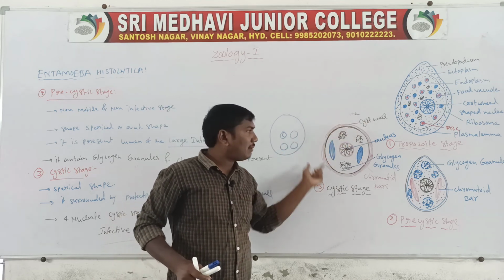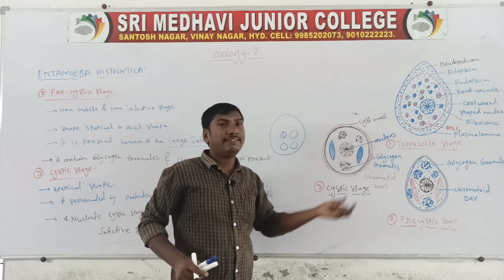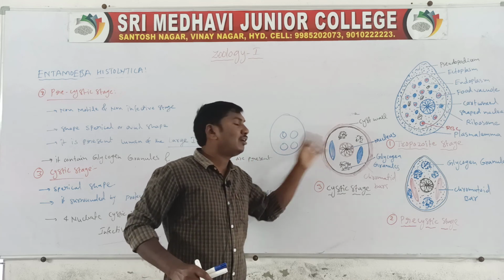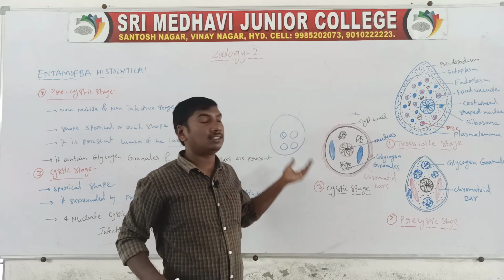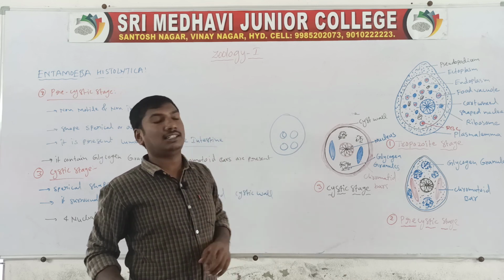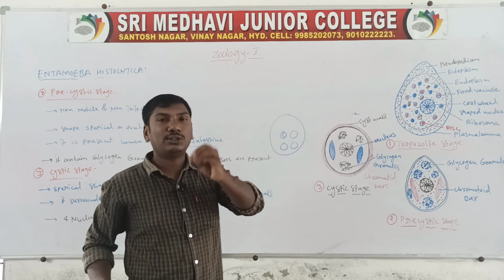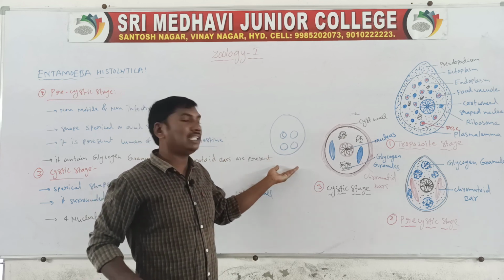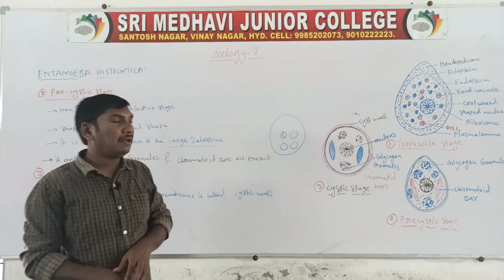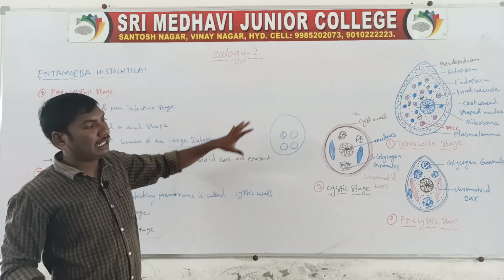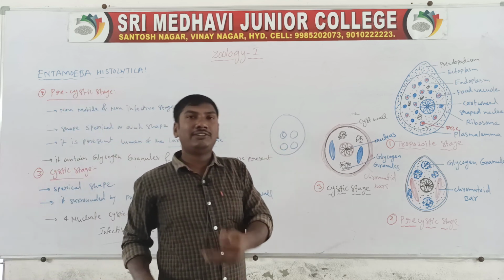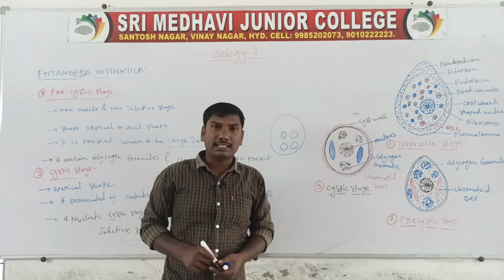After the formation of the cystic wall, the nucleus undergoes two mitotic divisions. One nucleus divides into two, and two divide into four nuclei. This four-nucleus stage is called the tetranucleate cystic stage, the infective stage of Entamoeba histolytica. So these are the three stages of Entamoeba histolytica. Next class we will discuss the life cycle of Entamoeba histolytica.